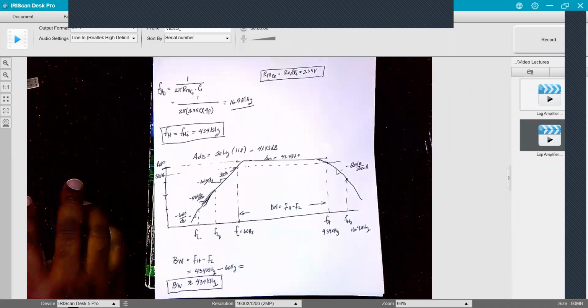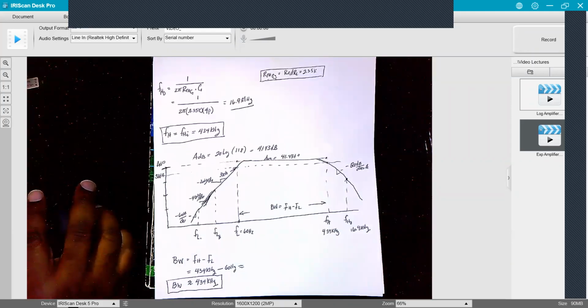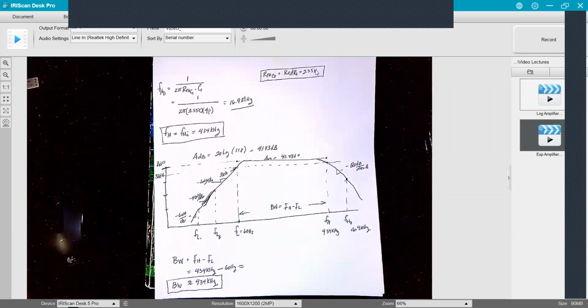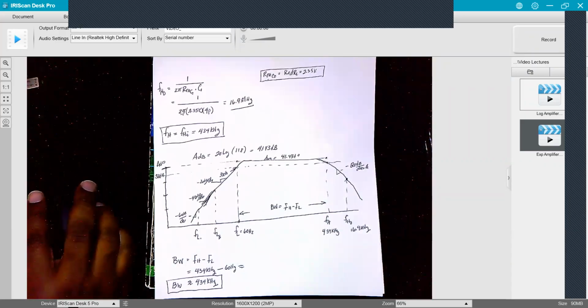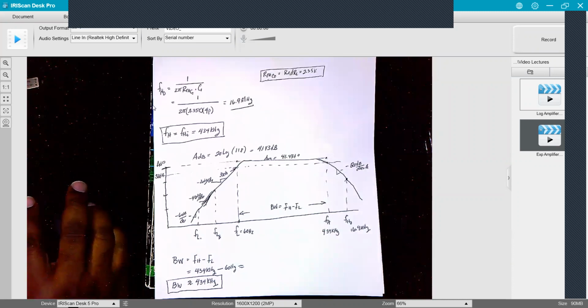So F sub H, the high frequency pole due to the output capacitor C out, is 1 over 2 pi R Thevenin as seen by C out times C out. R Thevenin seen by C out is basically RC in parallel with RL, 2.35 K. So I plug that in here. C out was 4 picofarads, and I get 16.9 megahertz for that pole location.